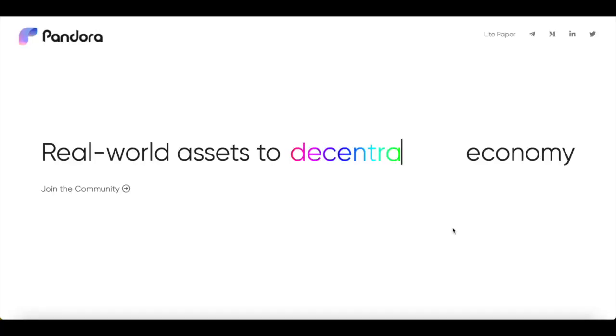Now today we'll be having a look at Pandora protocol, real world assets to be borderless in an economy. Now the first question is, what is Pandora? So Pandora is a hybrid open finance solution for the problems faced by both traditional finance and decentralized finance.